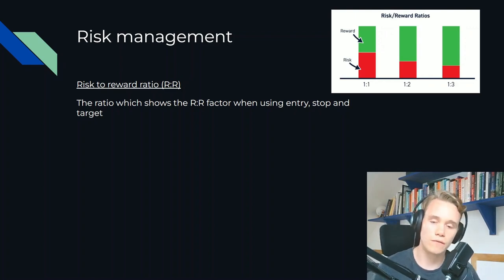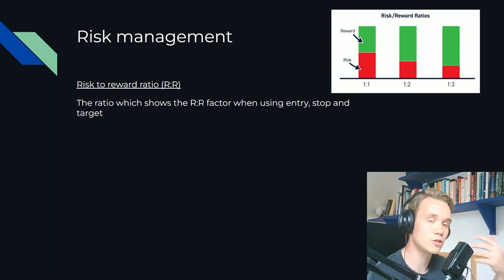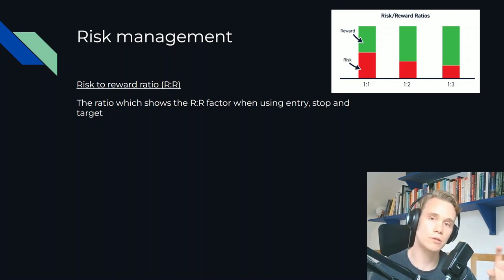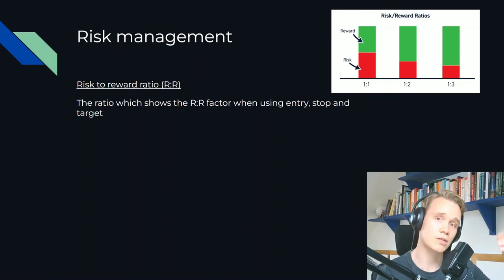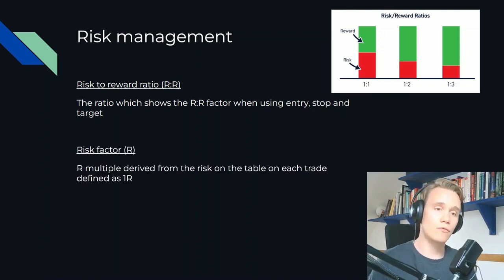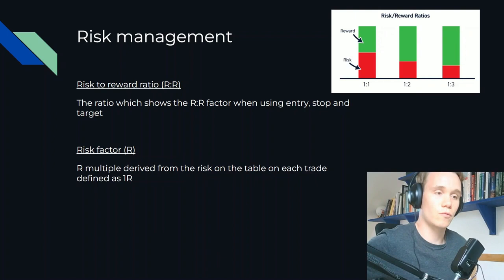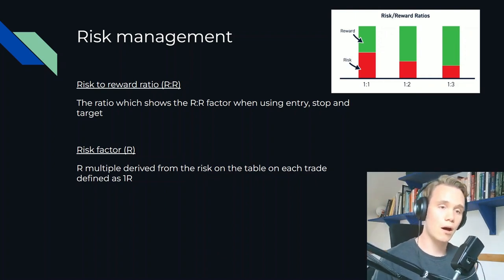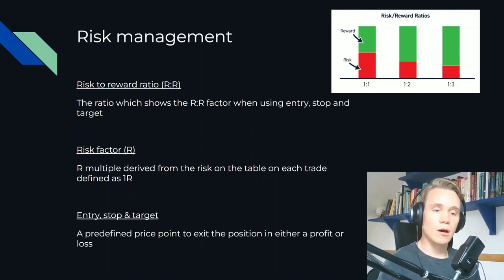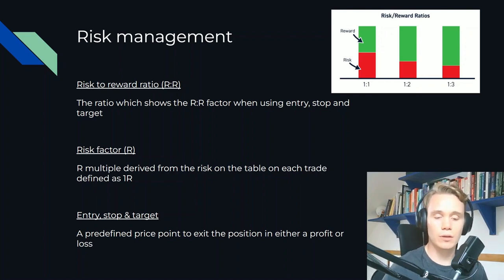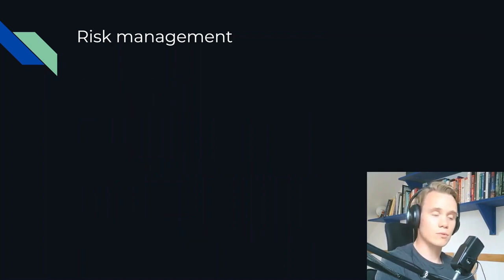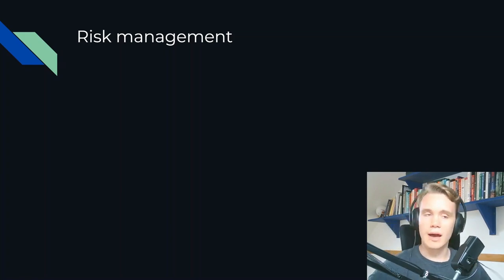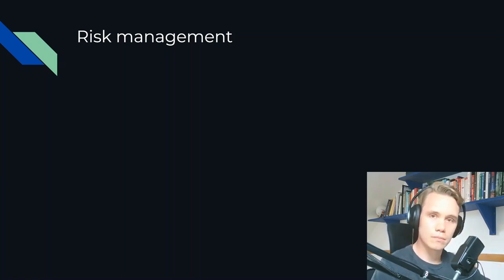So risk to reward factors allow us to identify and visualize how a trader is positioning themselves within the markets relative to their risk and relative to their reward. Risk factor is an R multiple derived from the risk on the table on each trade, defined as 1R. And then the entry, stop, and target are predefined price points that will exit the position in either a profit or loss, or obviously the entry is where you get in. Now, I have another diagram to exemplify it. It's an example, a demonstration.